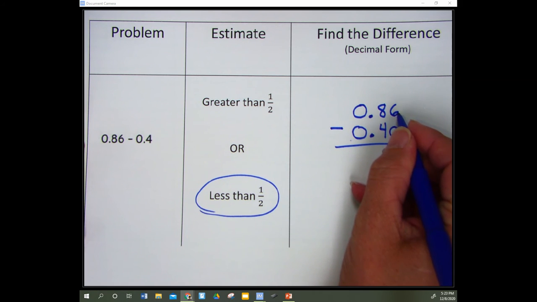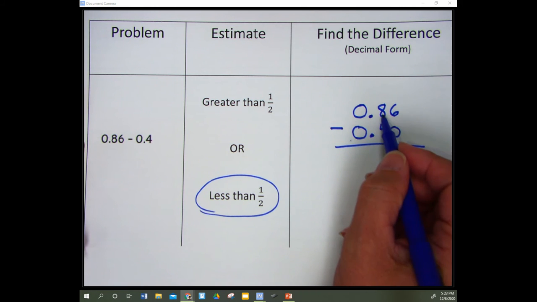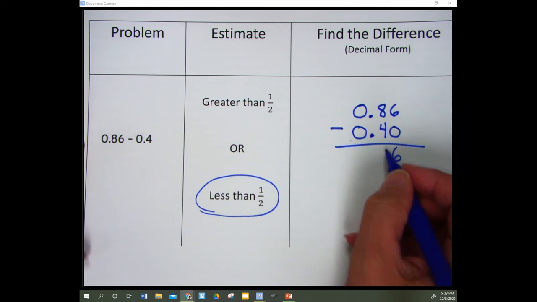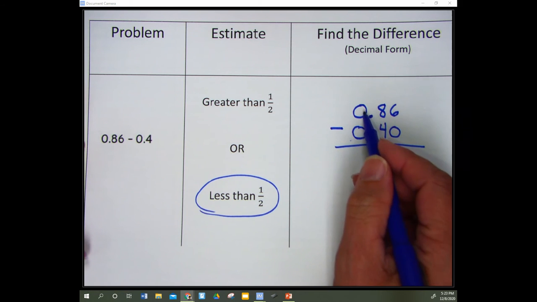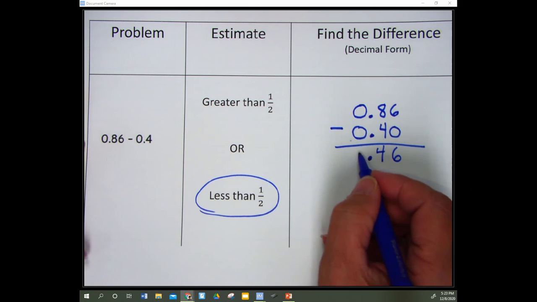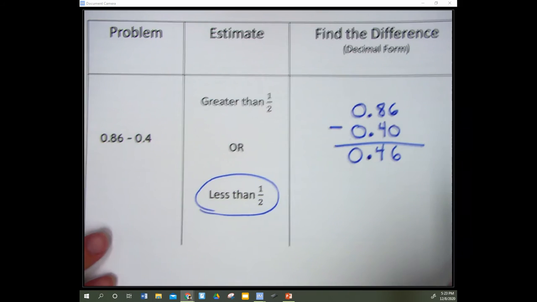6 hundredths minus 0 hundredths would be 6 hundredths. 8 tenths, take away 4 tenths would be 4 tenths. I need my decimal point straight below. 0 ones, take away 0 ones. That would be 0 ones. My exact answer is 46 hundredths. You can see that's just a little less than 1/2. It's just a little less than 50 hundredths, which is equal to 1/2.